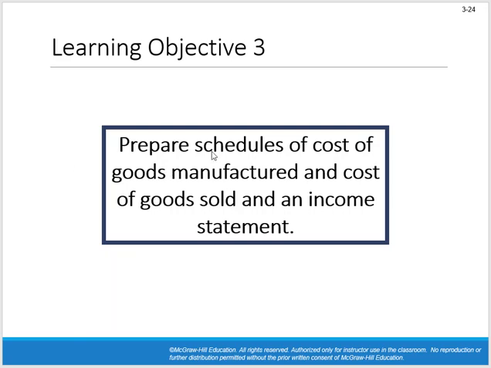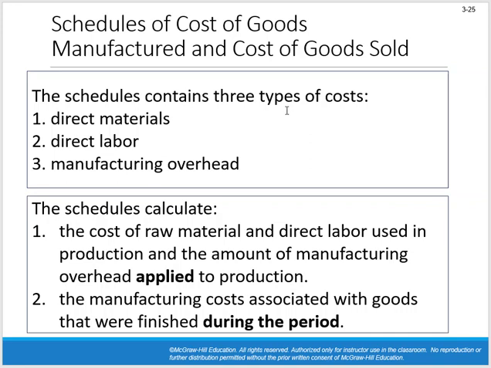So our next task, we need to prepare schedules of cost of goods manufactured, that one's kind of new to us, and cost of goods sold, and an income statement. So we're going to walk through that process nice and slowly. So the schedules contain 3 types of costs, the same 3 we've been talking about: direct materials, direct labor, and MOH. These schedules are going to calculate the cost of raw material and direct labor used in production, and the amount of MOH applied to production, and the manufacturing costs associated with goods that were finished during the period. So that's the schedule of cost of goods manufactured. It's going to show you the cost associated with the goods finished during the period.